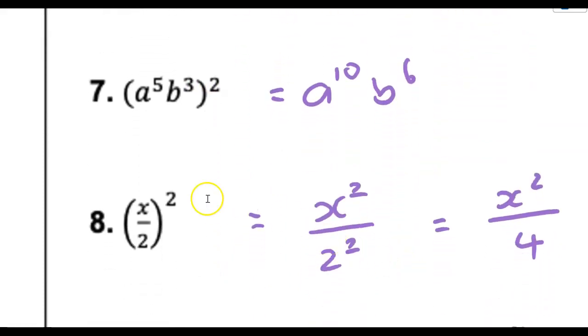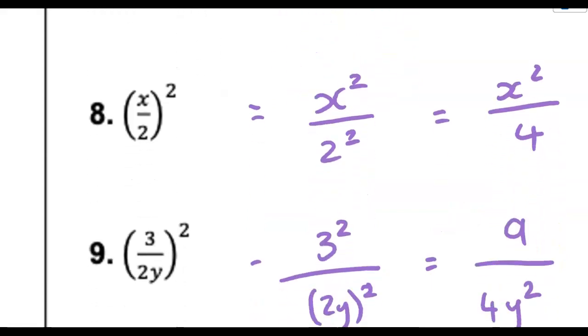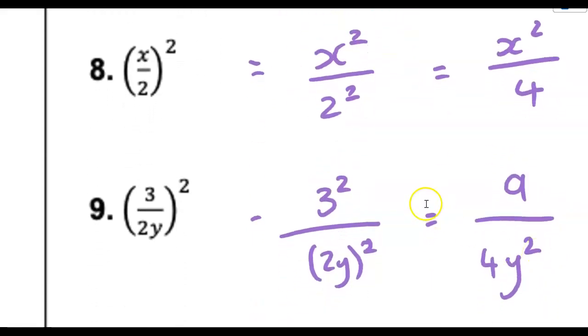Question 8. Same rules as above, but instead of being multiplied, we're divided. So that 2 still applies to the x and to the 2. So we have x squared and 2 squared. x squared and 4 is what we end up with. Question 9. Same as above. The 2 applies to the 3. So we get 3 squared, which is 9 on the top line. And on the bottom line, we've got 2y, and it's all squared, but remembering when we have two things inside the bracket, that 2 belongs to the 2, so we get 2 squared, which is 4, and y squared, which is y squared.